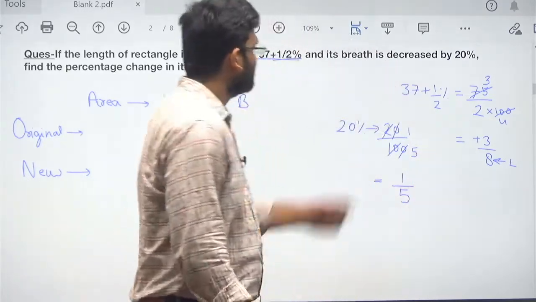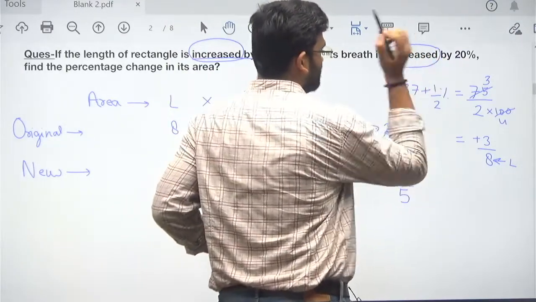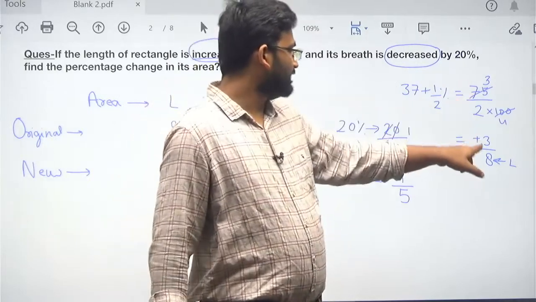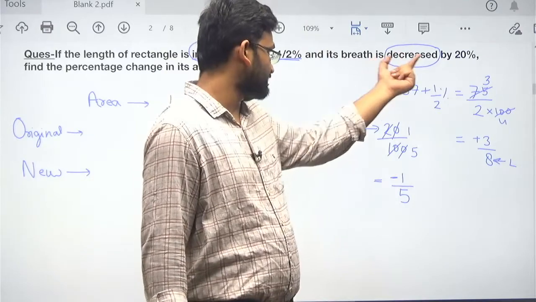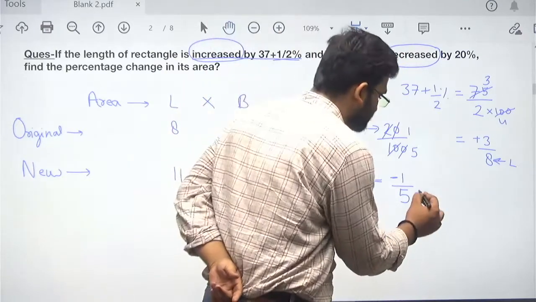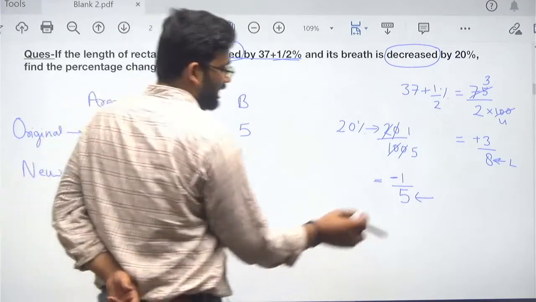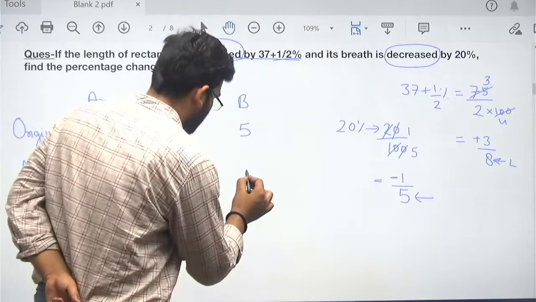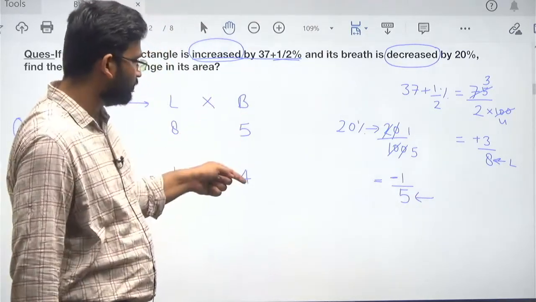Now breadth is decreased by 20%. See here, decreased, it means that minus, okay? Why here plus? Because length was increased, but why here minus? Because the breadth is decreased. It means that original breadth was 5, and new breadth is 5 minus 1, that is 4. So the breadth has decreased from 5 to 4.